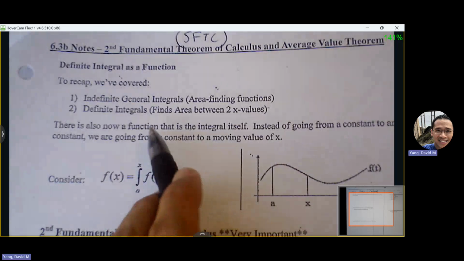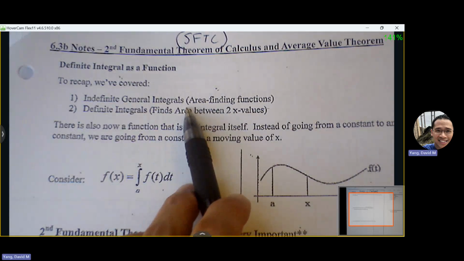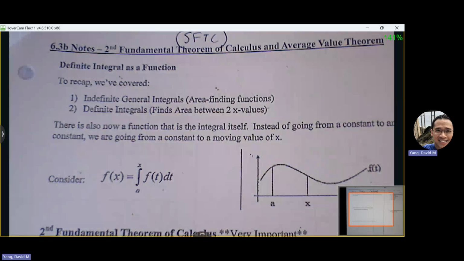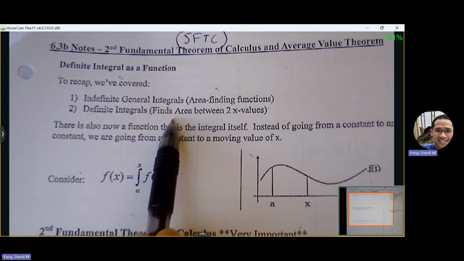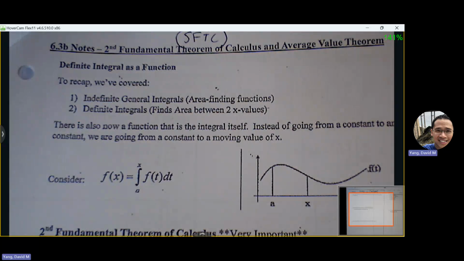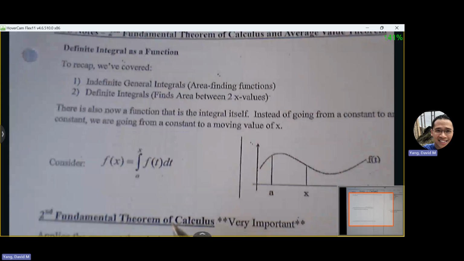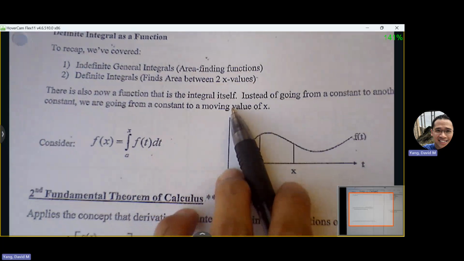So far, we've done indefinite integrals. We know that without the bounds, we're going to take the antiderivative and end up with a plus c, right? It's some area finding formula. Definite integrals is where we're trying to find the area or area related values between two x values. This is where we do the integral of f of x from a to b, transform it to uppercase F, or whatever the antiderivative is, and then plug in our upper and lower bound. So now we have a function that is the integral itself.